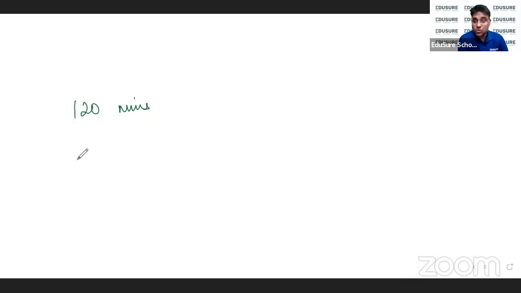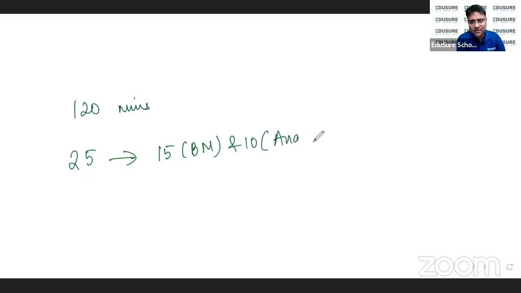एक सेक्शन जो कंपलसरी है, दैट इज पार्ट ए, जिसमें 25 क्वेश्चंस होते हैं. ये 25 क्वेश्चंस में क्या आता है? बेसिकली बेसिक मैथ एंड एनालिटिकल स्किल्स. सो 15 क्वेश्चन आता है बेसिक मैथ से एंड 10 क्वेश्चंस कम फॉर एनालिटिकल रीजनिंग.